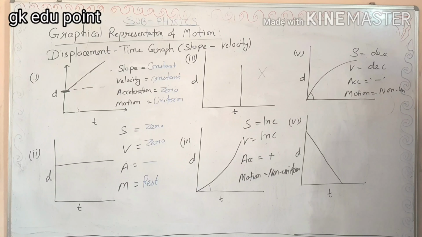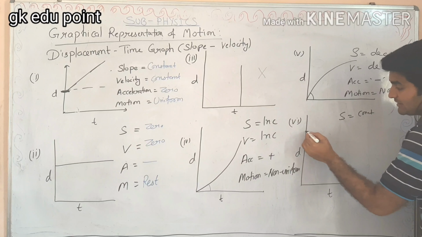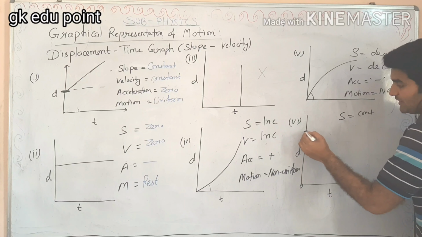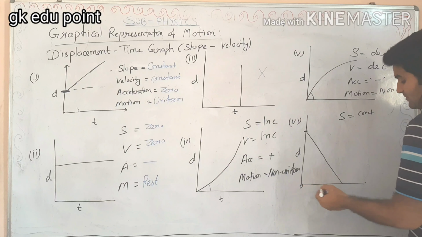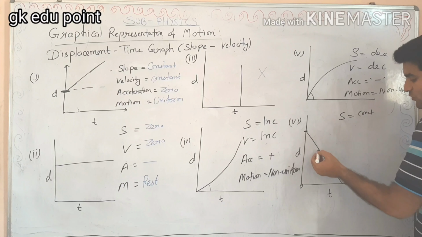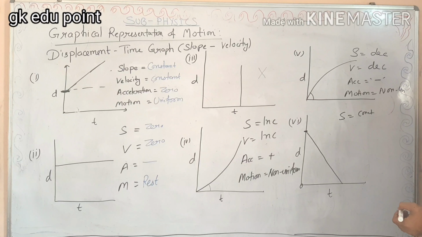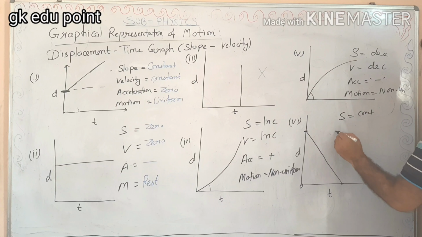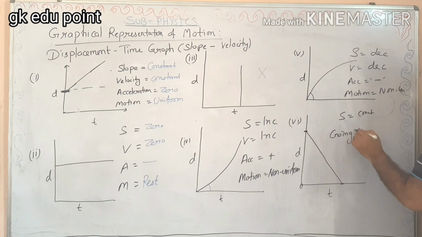Now, if we take the sixth graph, in this graph the slope is constant, no doubt. But in this condition you observe that the particle starts at a maximum displacement. When time is increasing constantly, the particle is going towards its initial position. It means at this point the displacement becomes 0. So in this condition we theoretically explain that the particle is going towards the initial point.